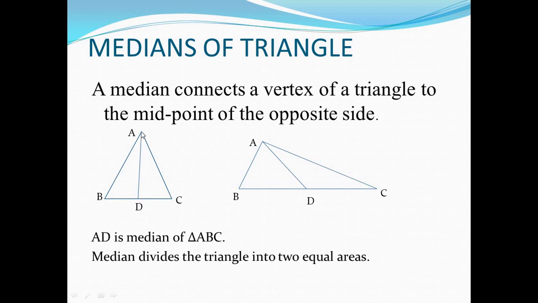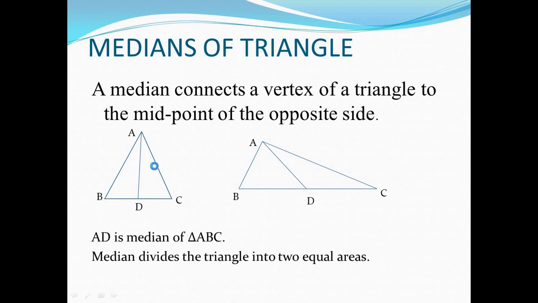A median connects a vertex of a triangle to the midpoint of the opposite side. So here AD is the median of triangle ABC, and here also AD is the median of triangle ABC. A median divides the triangle into two equal areas. Once again I will repeat. The side opposite the vertex is BC. BC's midpoint is D. So AD is the median of triangle ABC.